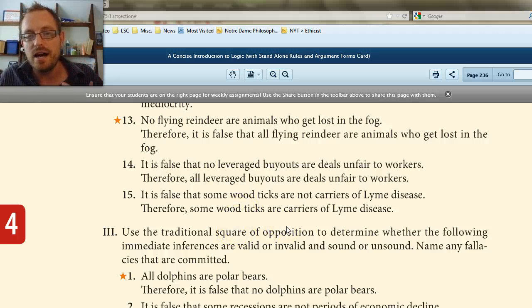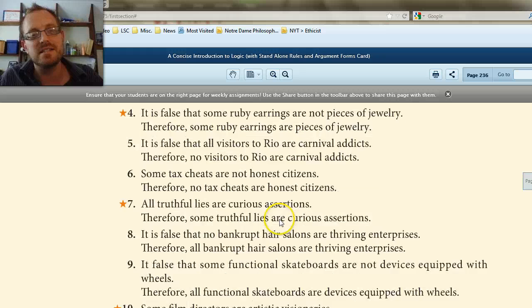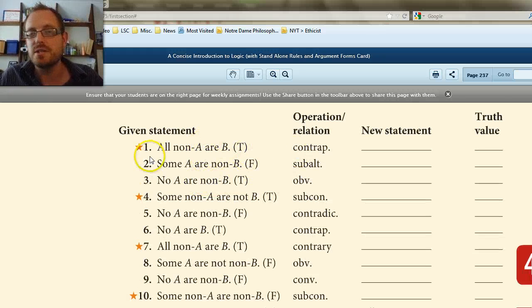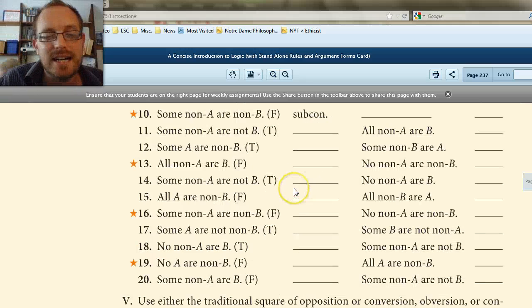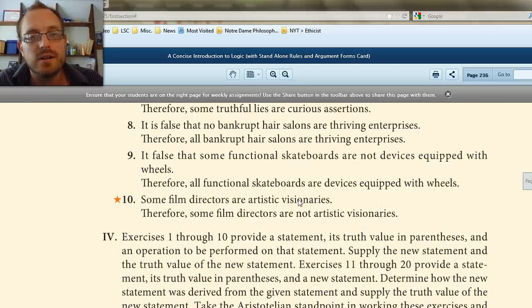Okay, so here they're also going to talk about the distinction between validity, invalidity, soundness, and unsoundness. And there's discussion about the existential fallacy. You can see here there's also this where there's an operation, was the new statement, what's the truth value. You can see they're doing subalternation, but here's an aversion. Remember what the aversion was? I hope so. But anyway, that's what the homework is for this week.